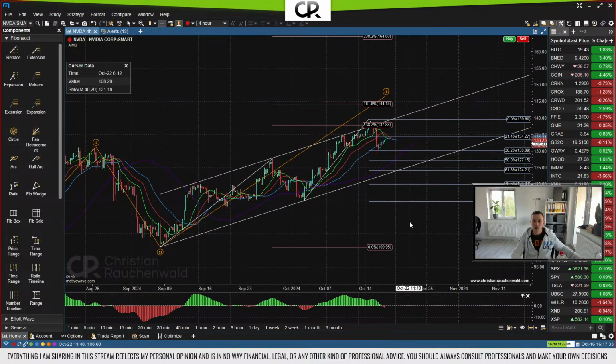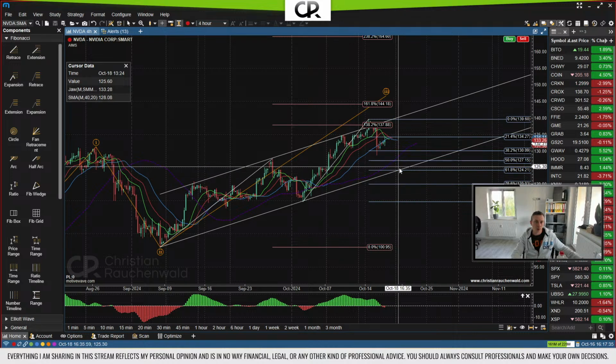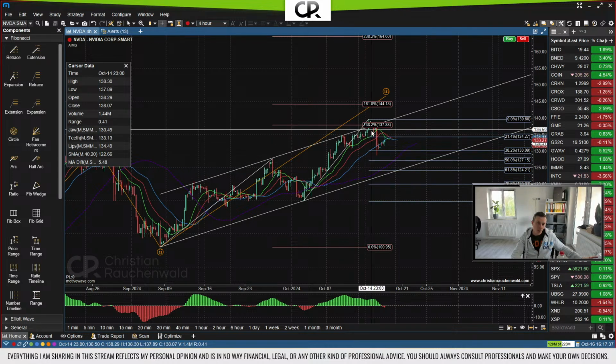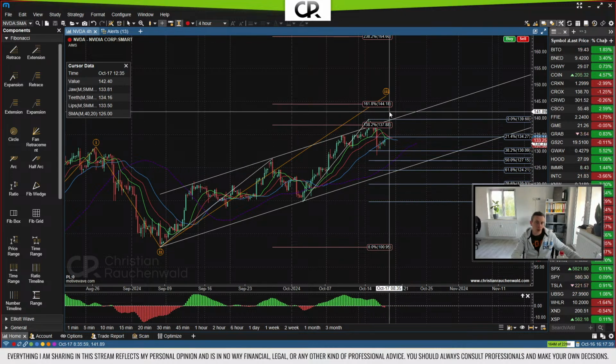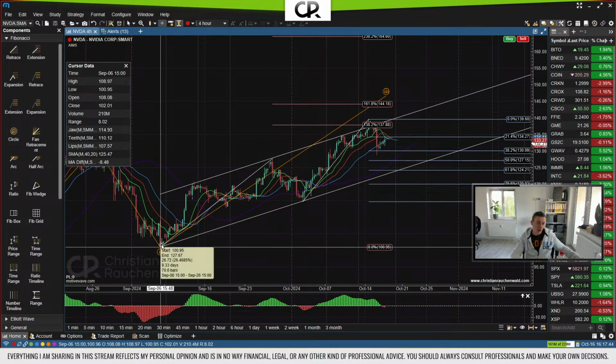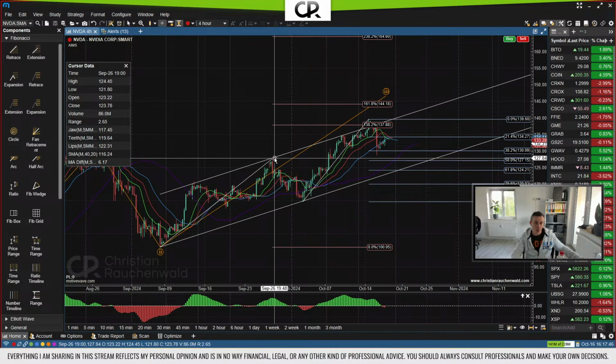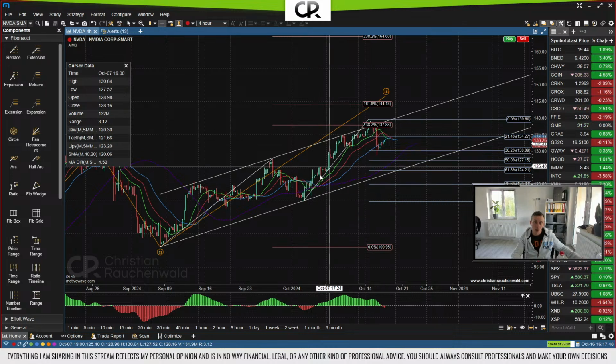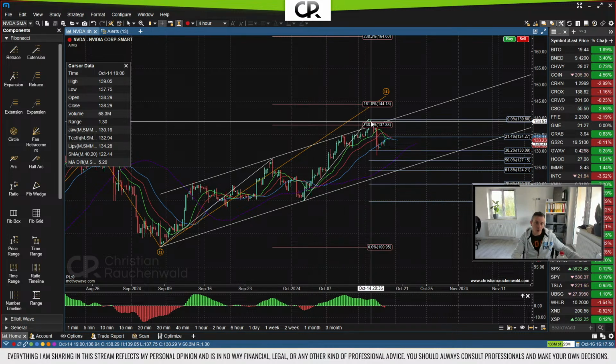So NVIDIA, as said, right now I think the correction will still continue. I got it partially wrong here because I thought we still would get a push to our minimum target. That didn't happen this time. I'm still fairly confident that this is some 1, 2, 3, 4, 5 move correction, and that we therefore have to have a 5-wave move in here as well.